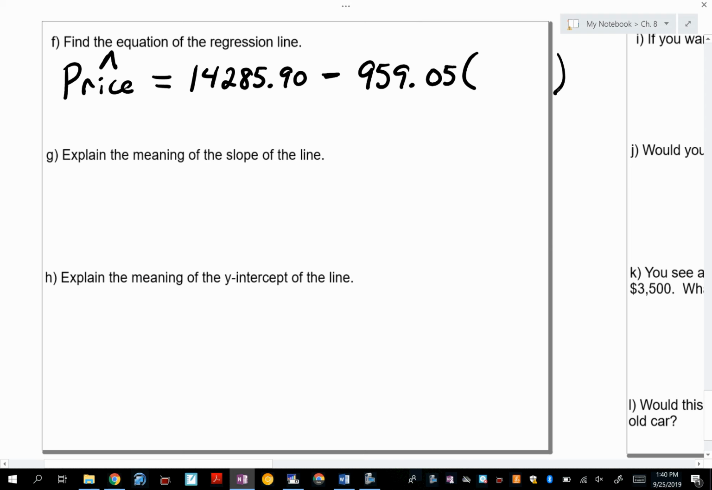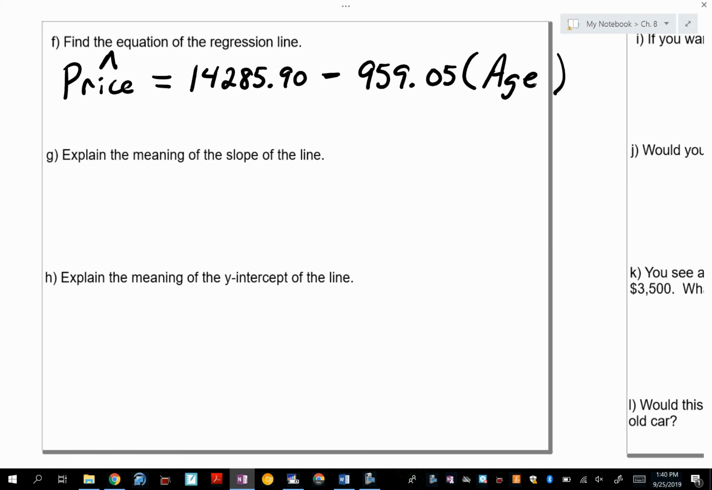What is our X? I'm not going to write X. What was our X? It was year or age. Is it age? Yes. Does it actually say age? Year is fine. I don't care. I contradicted myself? Okay, good to know. Thanks, Catherine. Age or year? I don't care.